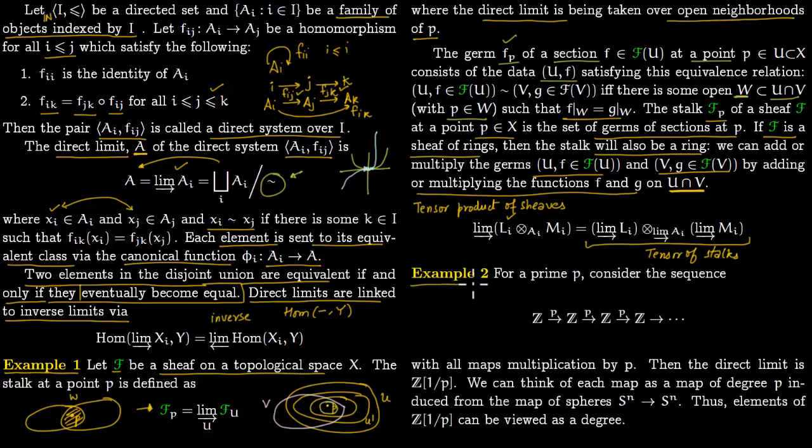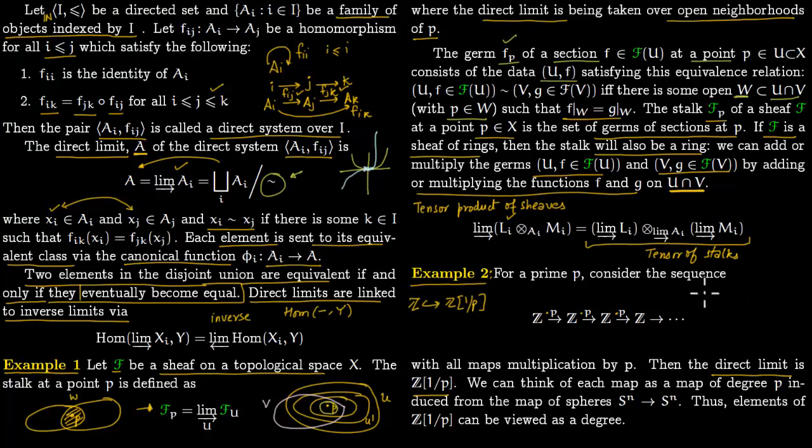So another example which is very important is, for a prime P you consider the sequence. This is just a homomorphism. This is just the multiplication by P map, this is the multiplication by P map, multiplication by P map, and so on. Now the direct limit would be Z[1/P]. So a few words here. First of all, direct limit has the universal property. So if you want to show this is Z[1/P], you obviously have this natural injection. So you can talk about this phi i. So all of them are natural.